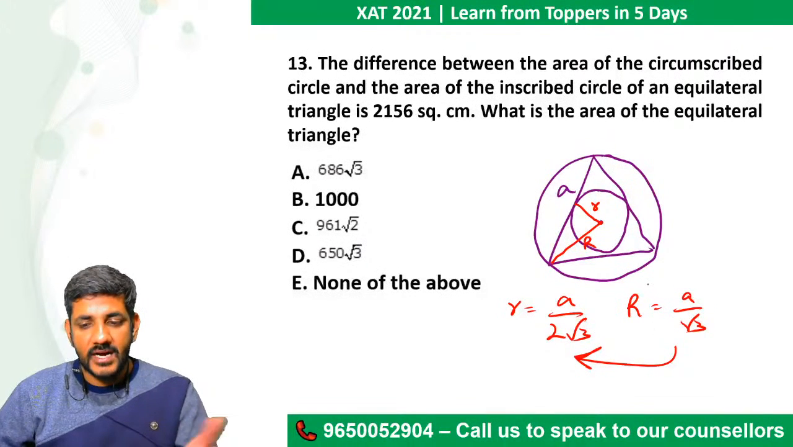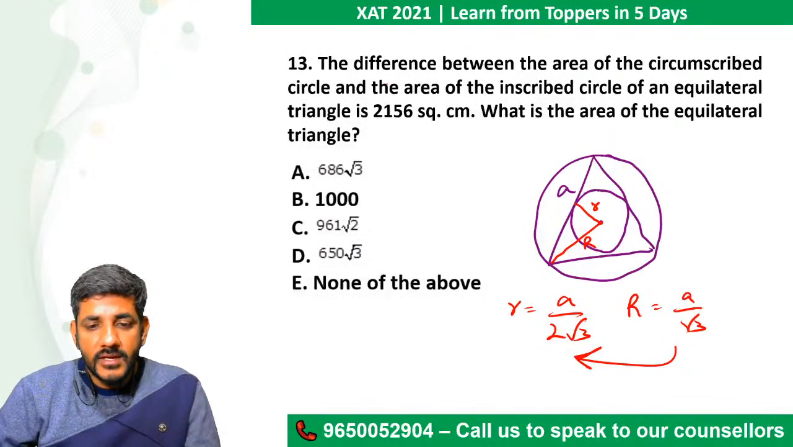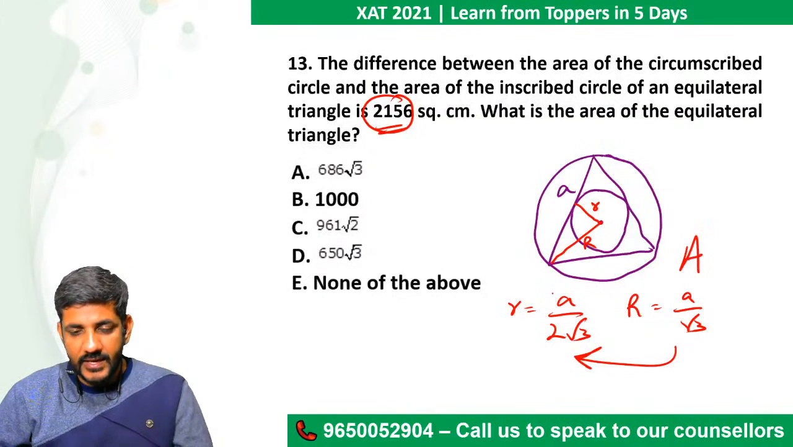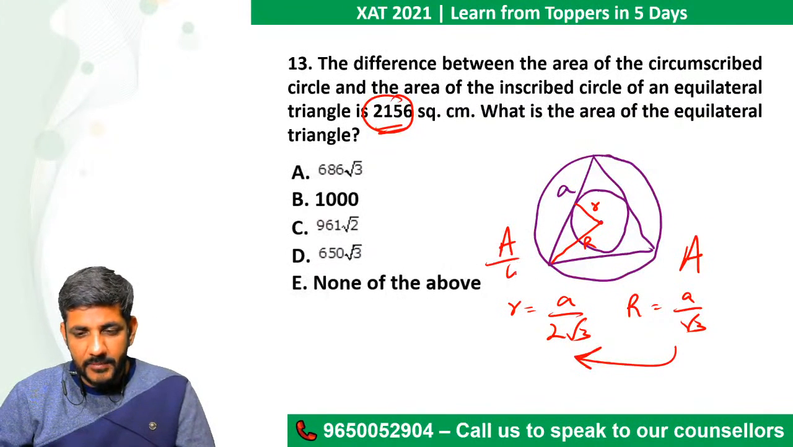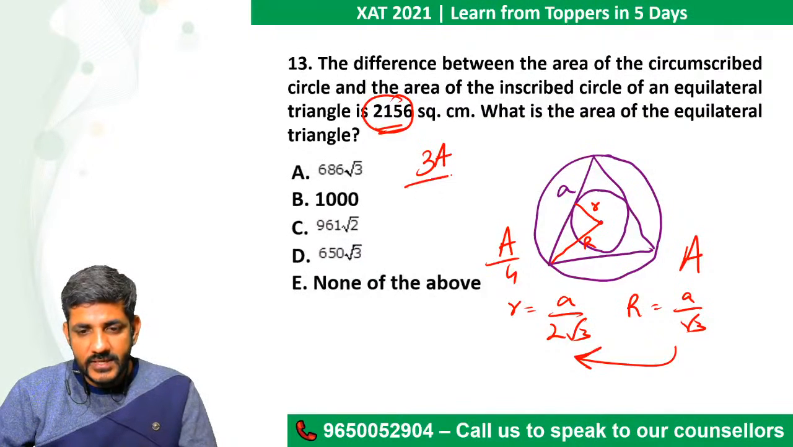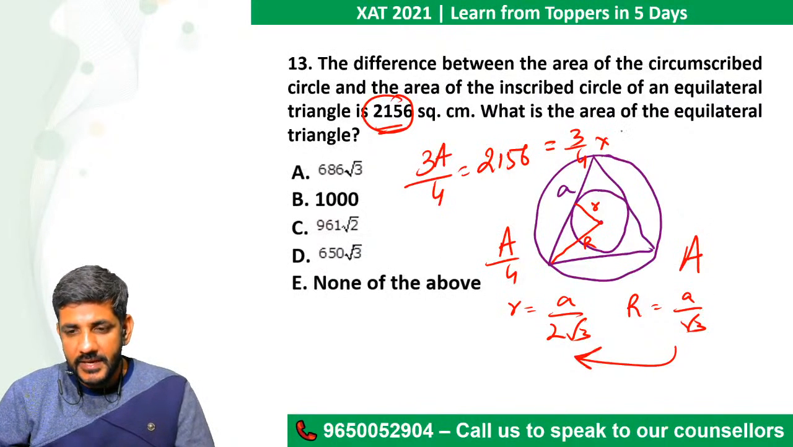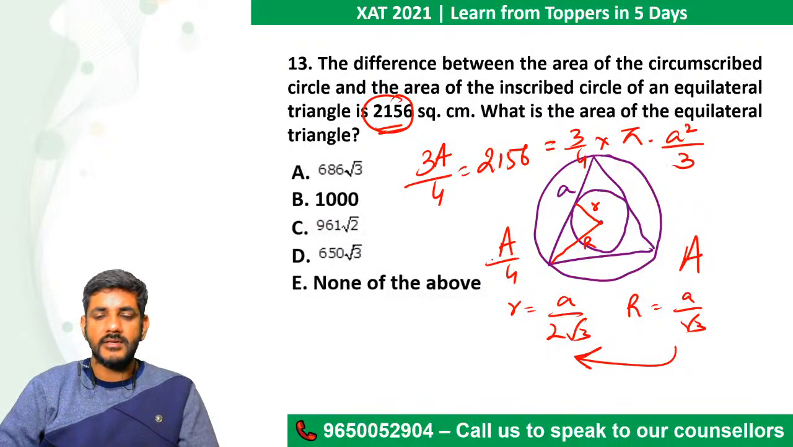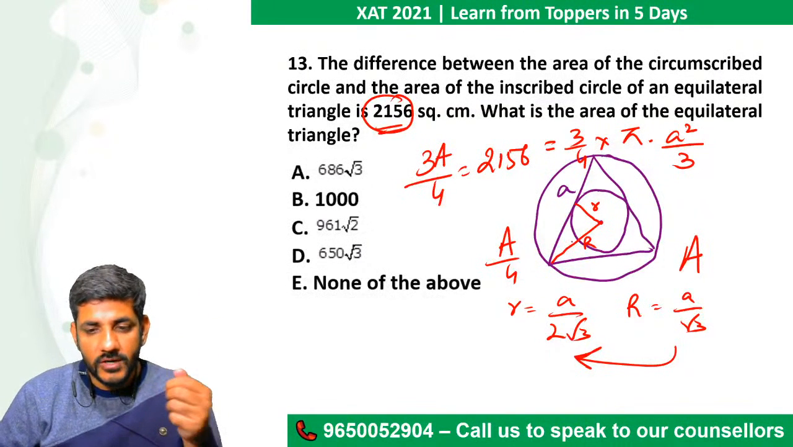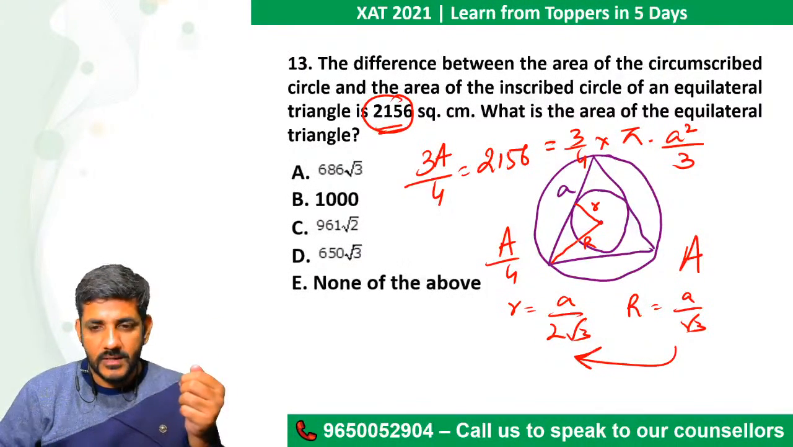If radius gets halved, the area gets 1/4. He says the difference is 2156. So if the area of this one is A, what is the area of the other? A by 4. The difference is 3A by 4. That is given as 2156. So what is A? Basically A is pi into R square, that is A square divided by 3. So I think we have got the value of A from here.